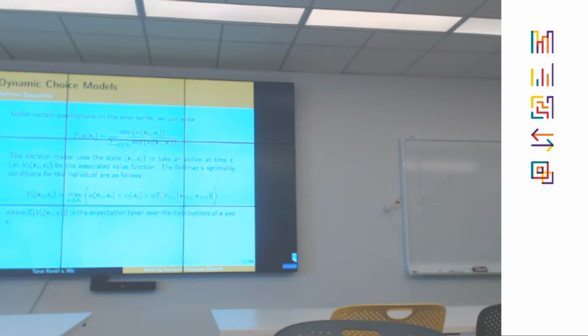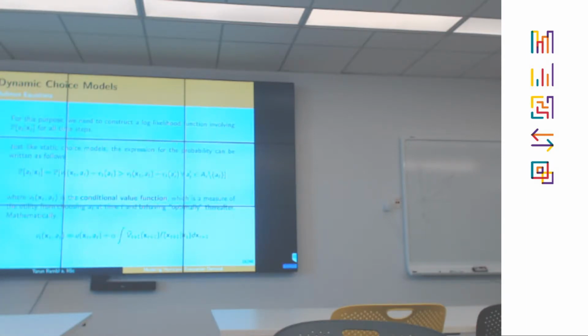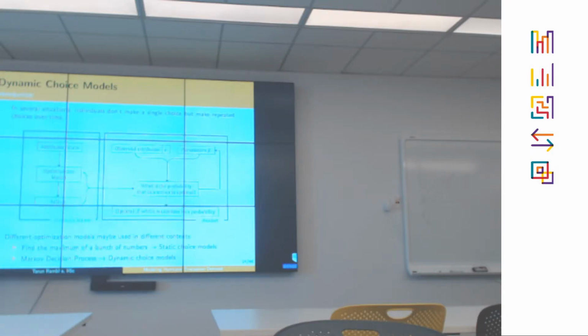So in the next two slides, I'm just going to talk about how these conditional value functions are computed. In order to do that, we'll first set up the Bellman equations for the problem that the individual is solving. If you recall, if you think about this optimization problem, I said this was a Markov decision process that the decision maker is solving.